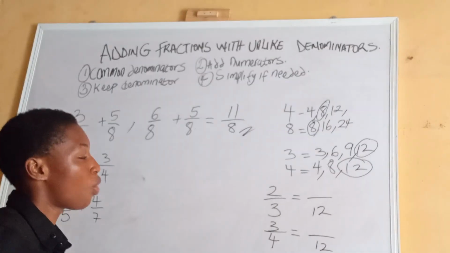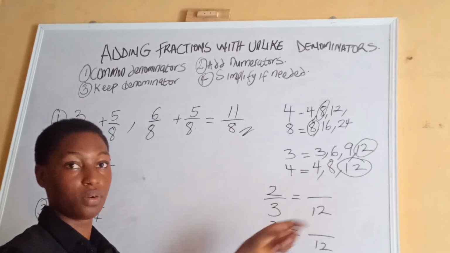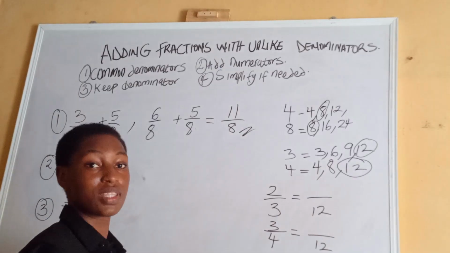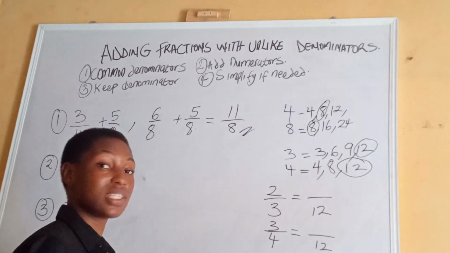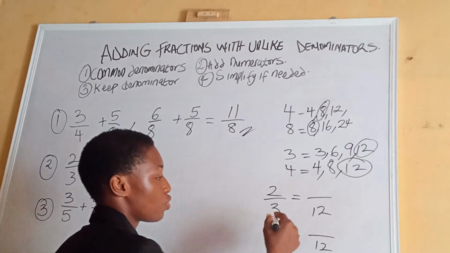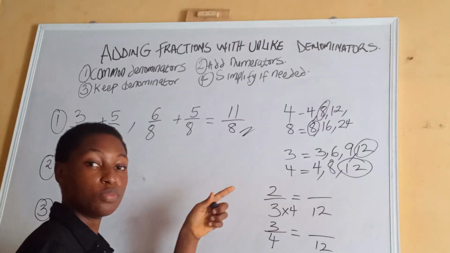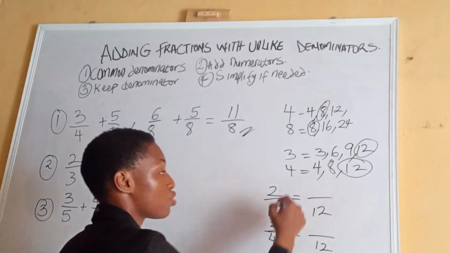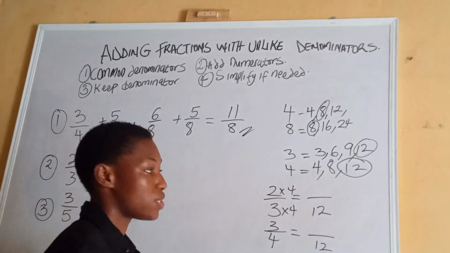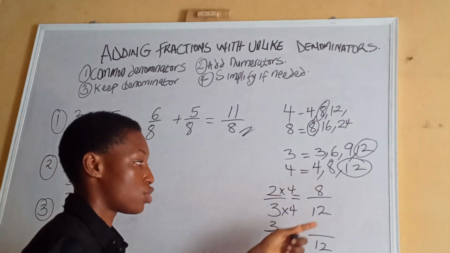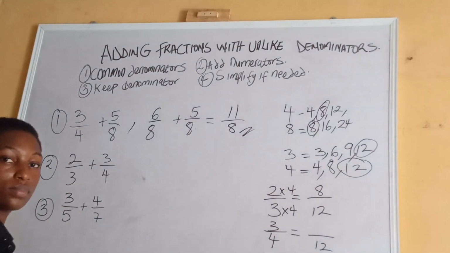And so you think, what can I multiply 3 by that will give you 12? 3 times 1 is 3, 3 times 2 is 6, 3 times 3 is 9, 3 times 4 is 12. So remember, with equivalent fractions, whatever I do to the denominator, I do to the numerator too. So you have times 4. 4 times 2 now is 8. 4 times 3 is 12. So that's what you have.